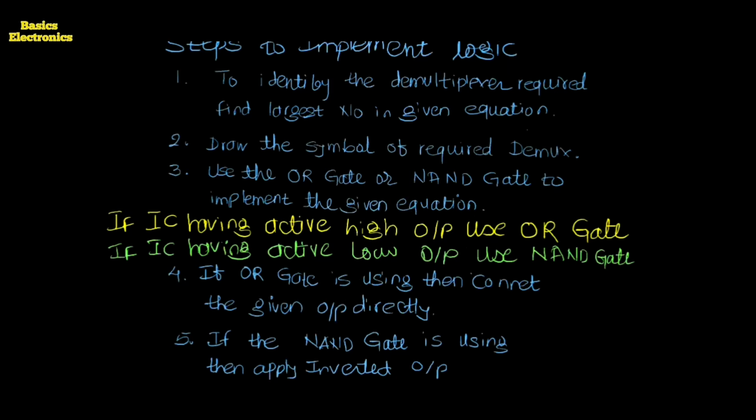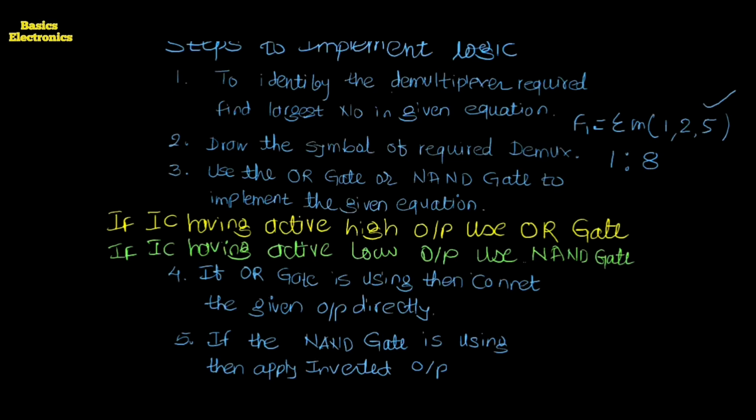First, we require to identify the demultiplexer required. We require to identify the demultiplexer which we have to use. For an example, suppose the equation is like this: F1 equals to summation of mean term in bracket 1, 2, 5. The largest number is 5. It means here we require to use the demultiplexer or decoder is 1 line to 8 line decoder.